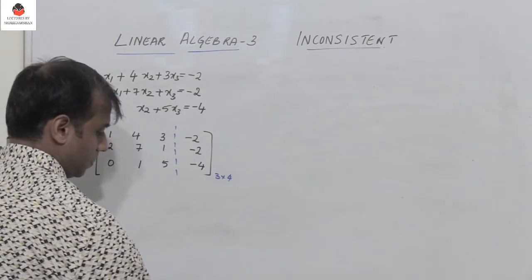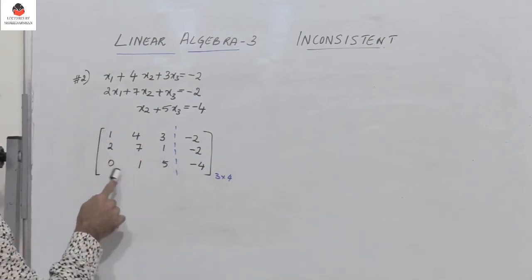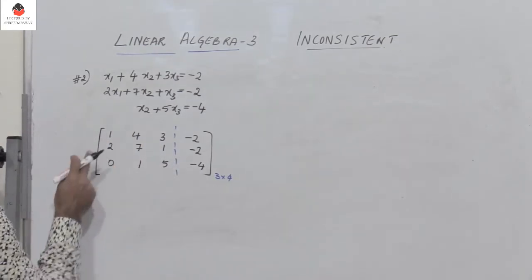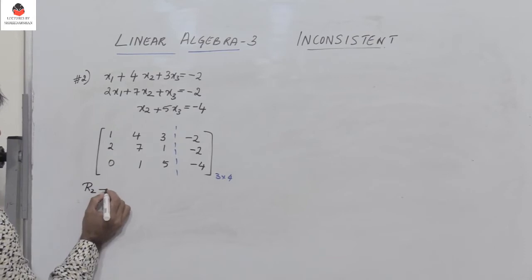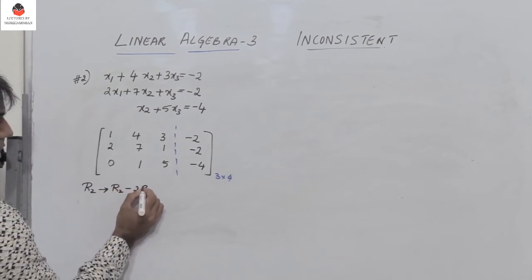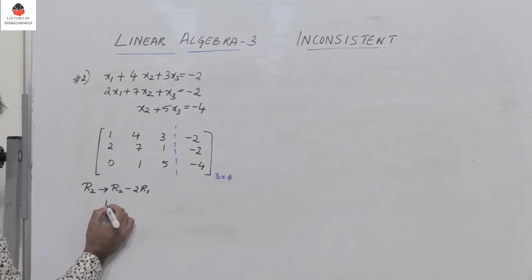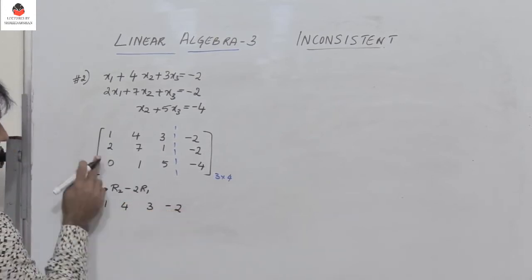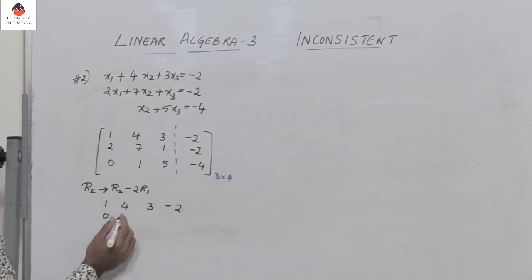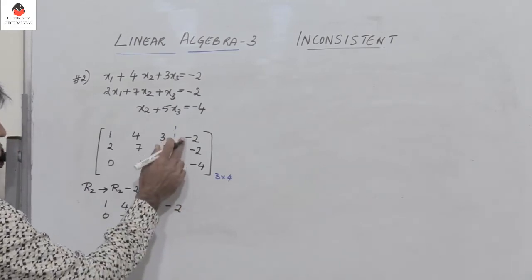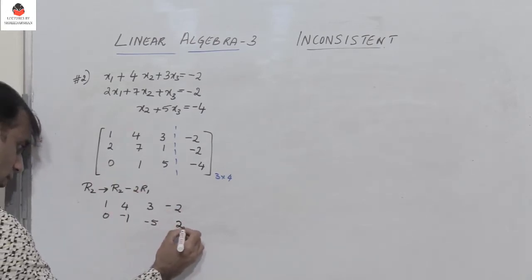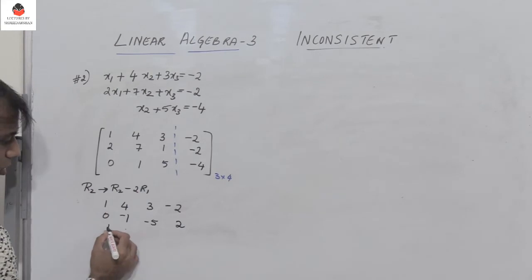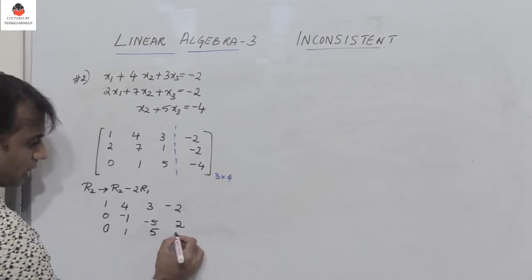Now to convert this into an echelon form, I need to make this element 0, the element below the leading entry 1. So perform the row operation R2 as R2 minus 2 times R1. So we get 1, 4, 3 minus 2, 2 minus 2 is 0, 7 minus 4 is minus 1, 1 minus 6 is going to be minus 5, minus 2 minus of minus 2, which is minus 2 plus 4 is nothing but 2 here. And then the third row remains as it is, 0, 1, 5 and minus 4.